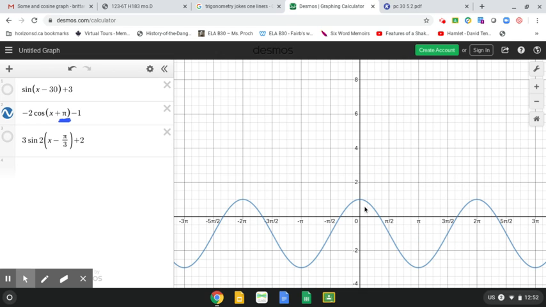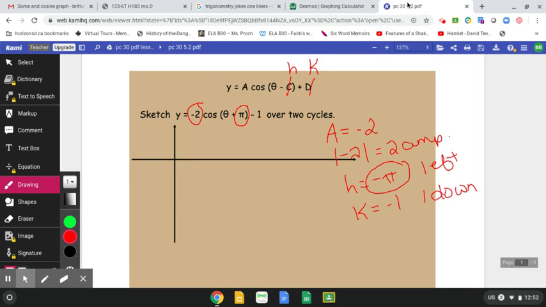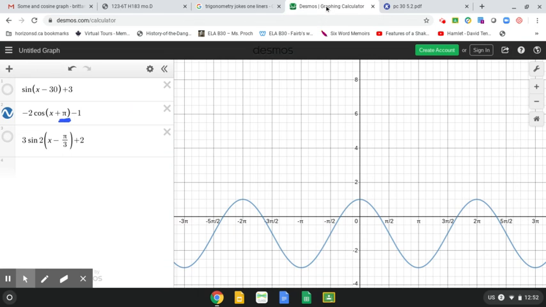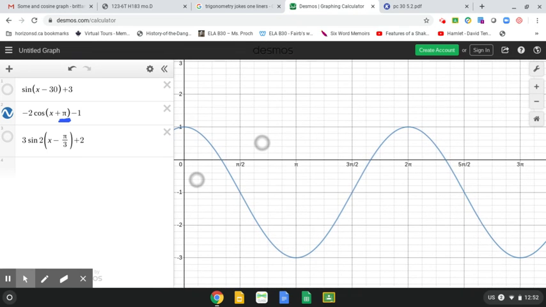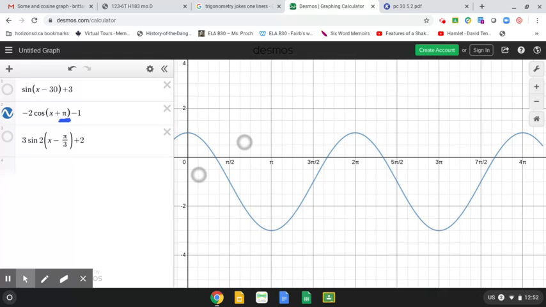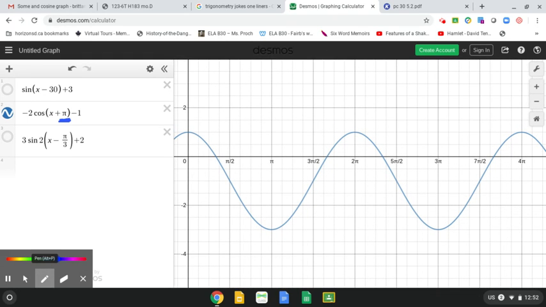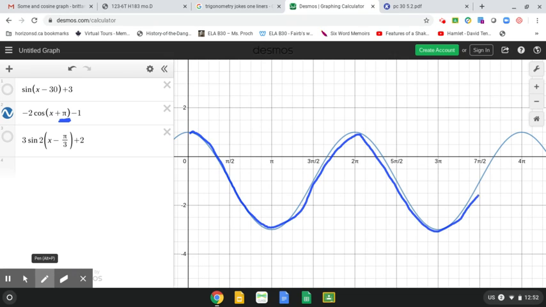All right. So that is that. It just says to sketch it over 2 cycles, which means basically 2 periods. So if I were to graph 2 periods of this, that's 2 rotations. So it's starting here, going down, coming back up to the start. That would be 1. Going down and coming back up to the start. That would be 2, right?